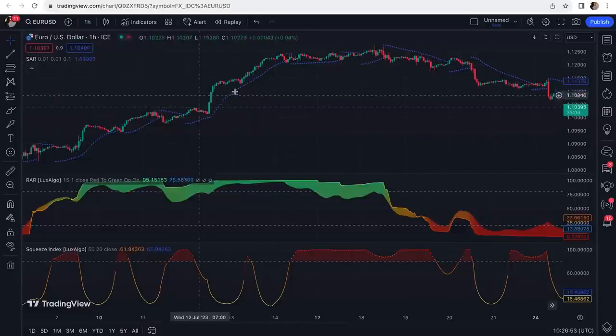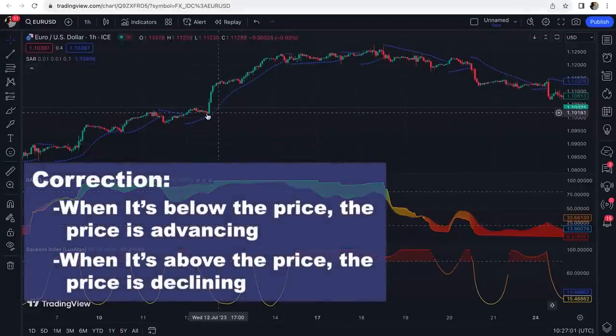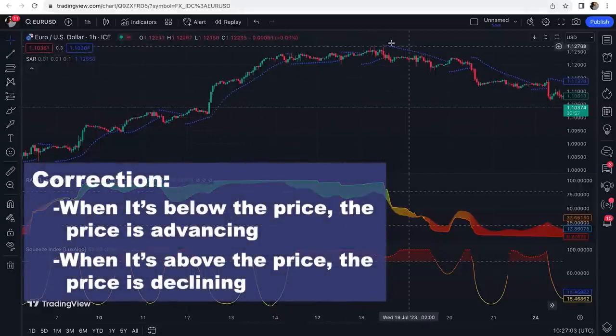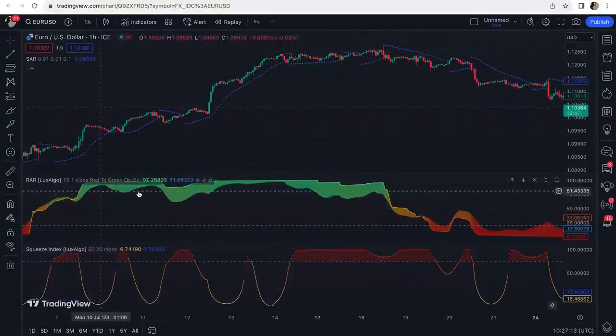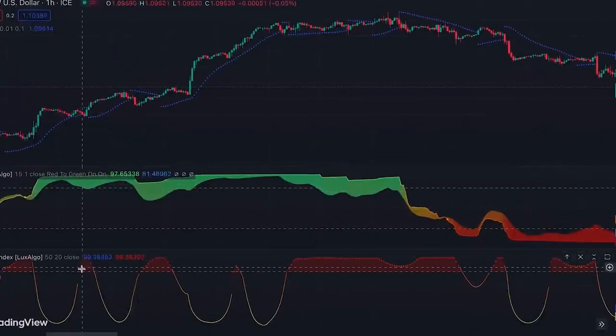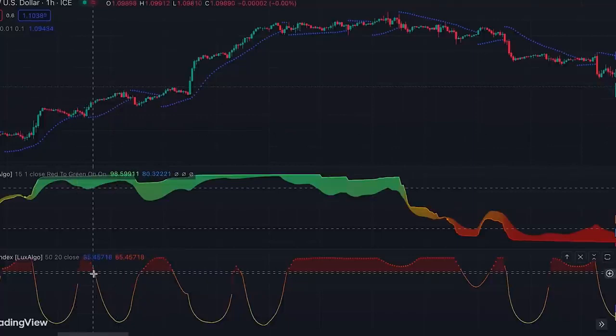And we use parabolic SAR for evaluating momentum changes in the market. If you're familiar with this indicator, when it's below zero, the price is advancing, and when it's above zero, the price is declining. Alright, when Rainbow RSI is green, we look for long position opportunities. In this situation, we wait for the squeeze index to go above 80 and become red, which can possibly show a pullback in the market. And then when it crosses back below 80, it's a buy signal.